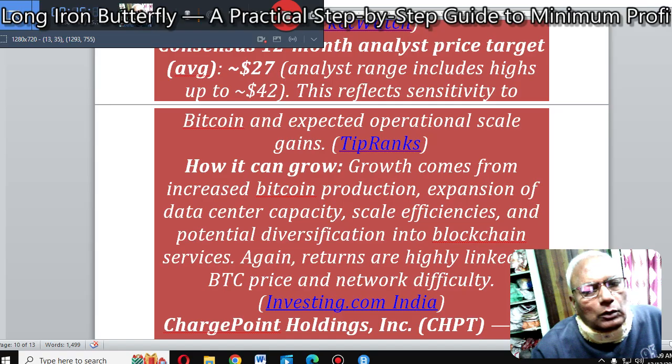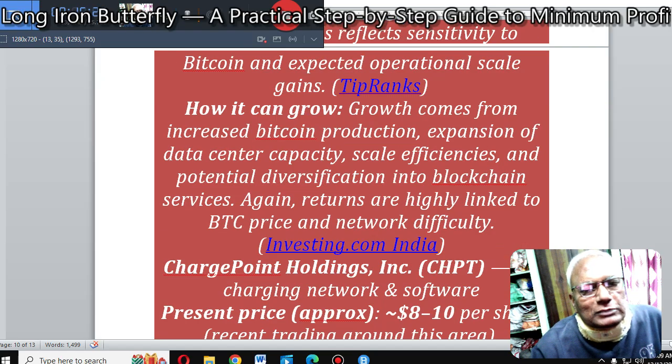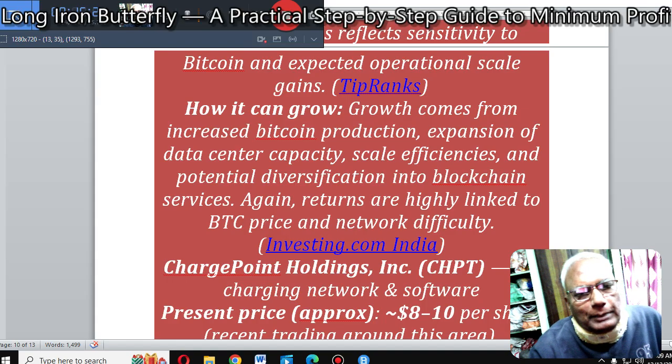How it can grow? Growth comes from increased Bitcoin production, expansion of data center capacity, scale efficiencies, and potential diversification into blockchain services. Again, returns are highly linked to BTC price and network difficulty.